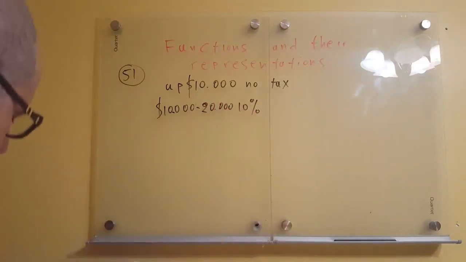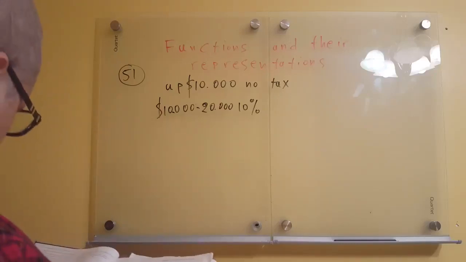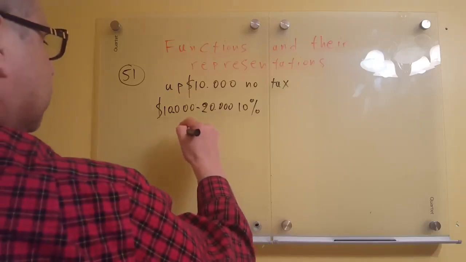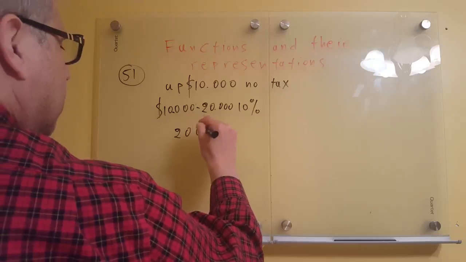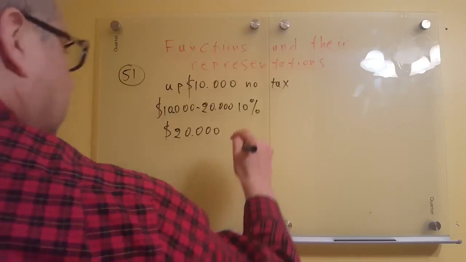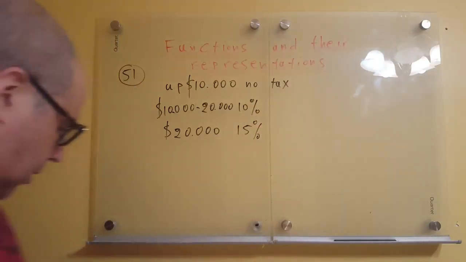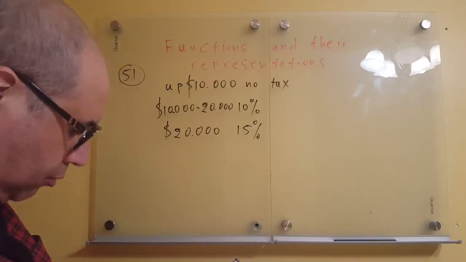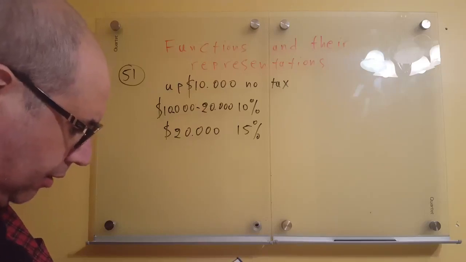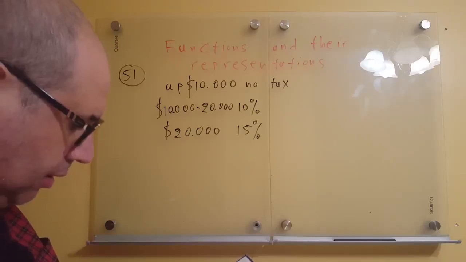We have a rate of 10%, and any income over the 20,000 is taxed at 15%. So anything more than $20,000 is taxed at the rate of 15%. So the first question is to sketch the graph of the tax rate R as a function of the income I.